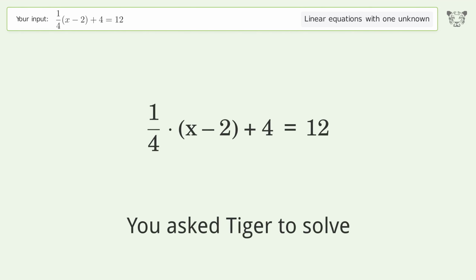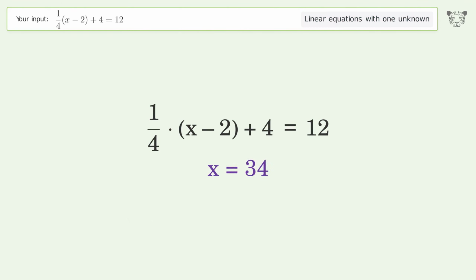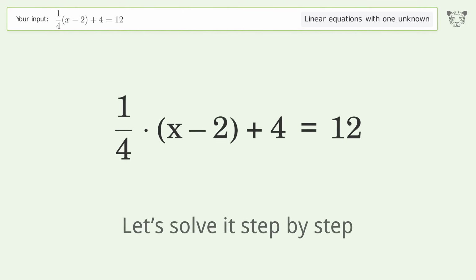You ask Tiger to solve this. It deals with linear equations with one unknown. The final result is x equals 34. Let's solve it step by step.